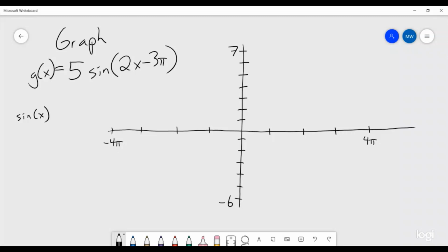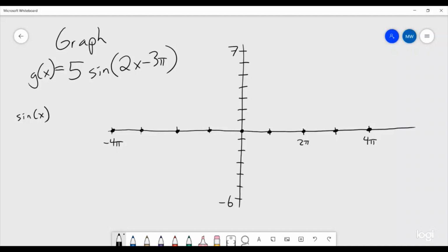What are some of those points that we know? We know that sine of 0 is 0, so it's going to pass through (0, 0). Sine of 2π is also 0, so it's going to pass through there. It'll pass through 0 at 4π, −2π, −4π. But it's also going to be 0 on each of these other multiples of π. So here at 2π, it's also 0. So we know it's 0 in all of those spots.